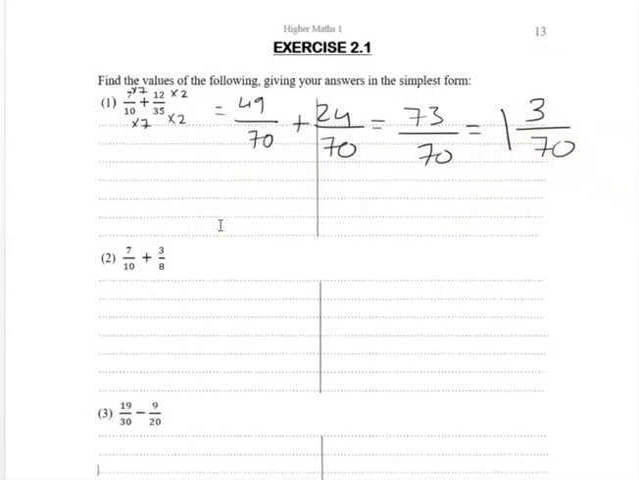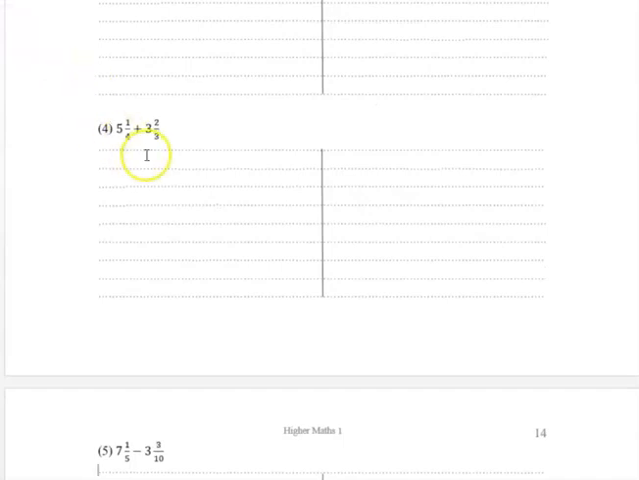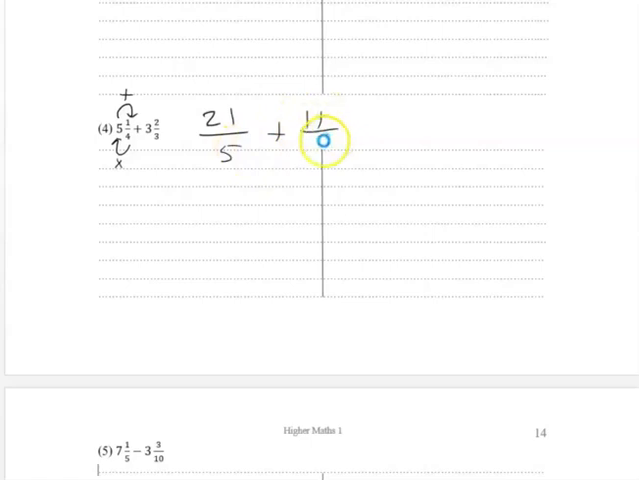Now, let's look at the next question here. Question number 4, we're doing addition. So, first we need to convert these mixed numbers into improper fractions. So we're going to multiply the denominator with the whole number on the side. And then we add the numerator to that number. And remember, the denominator does not change. So 4 times 5 is going to give us 20. Add 1, 21 over 5. Plus 3 times 3 is 9, plus 2, 11. 11 over 3.